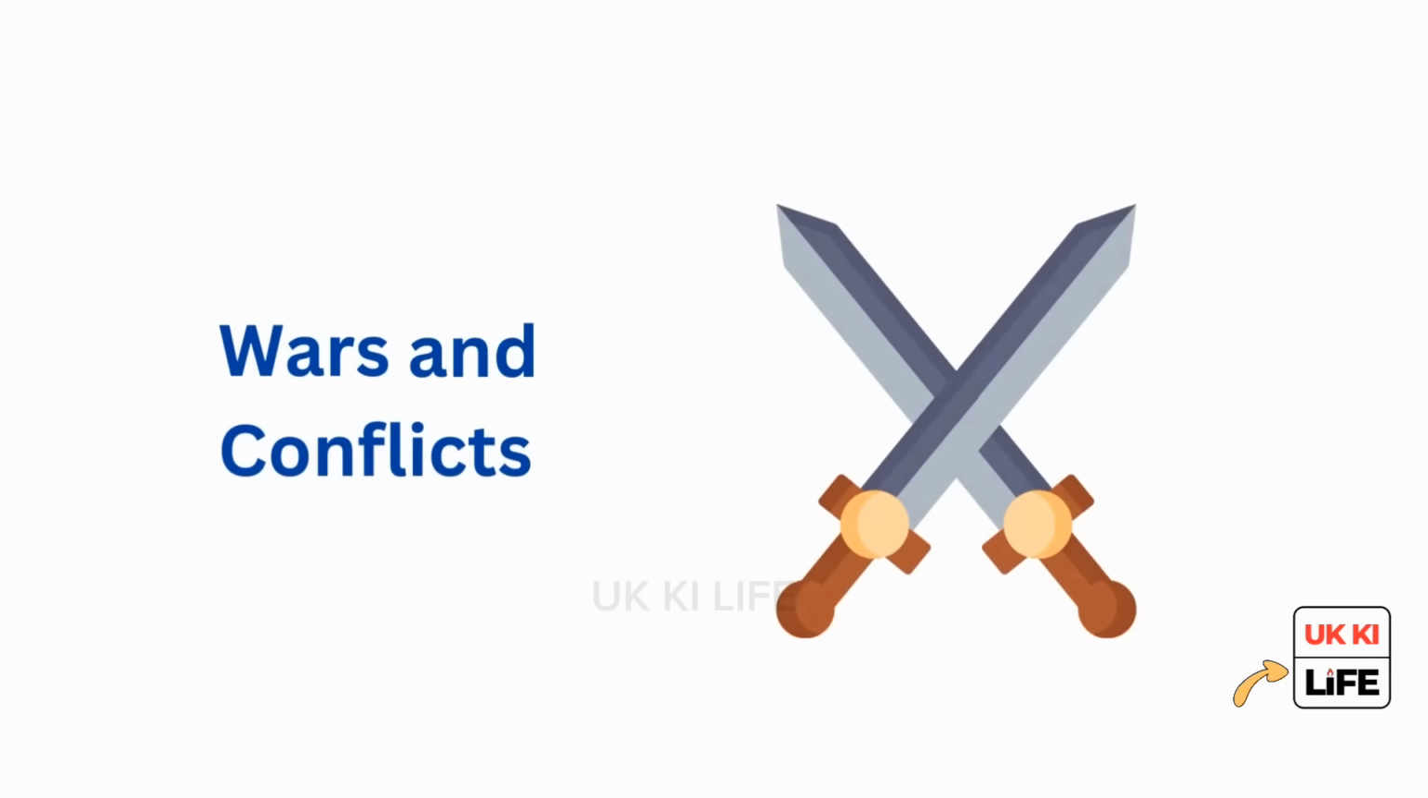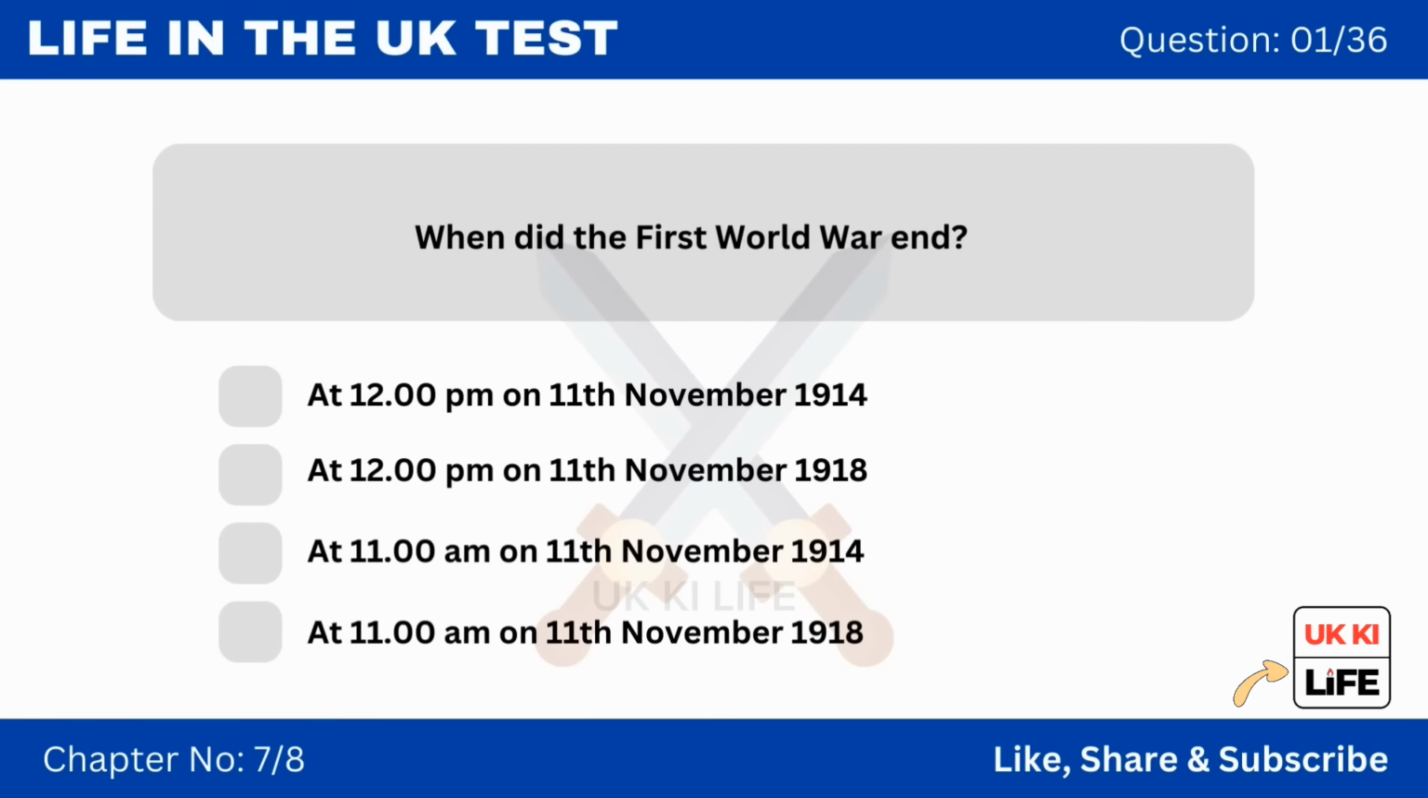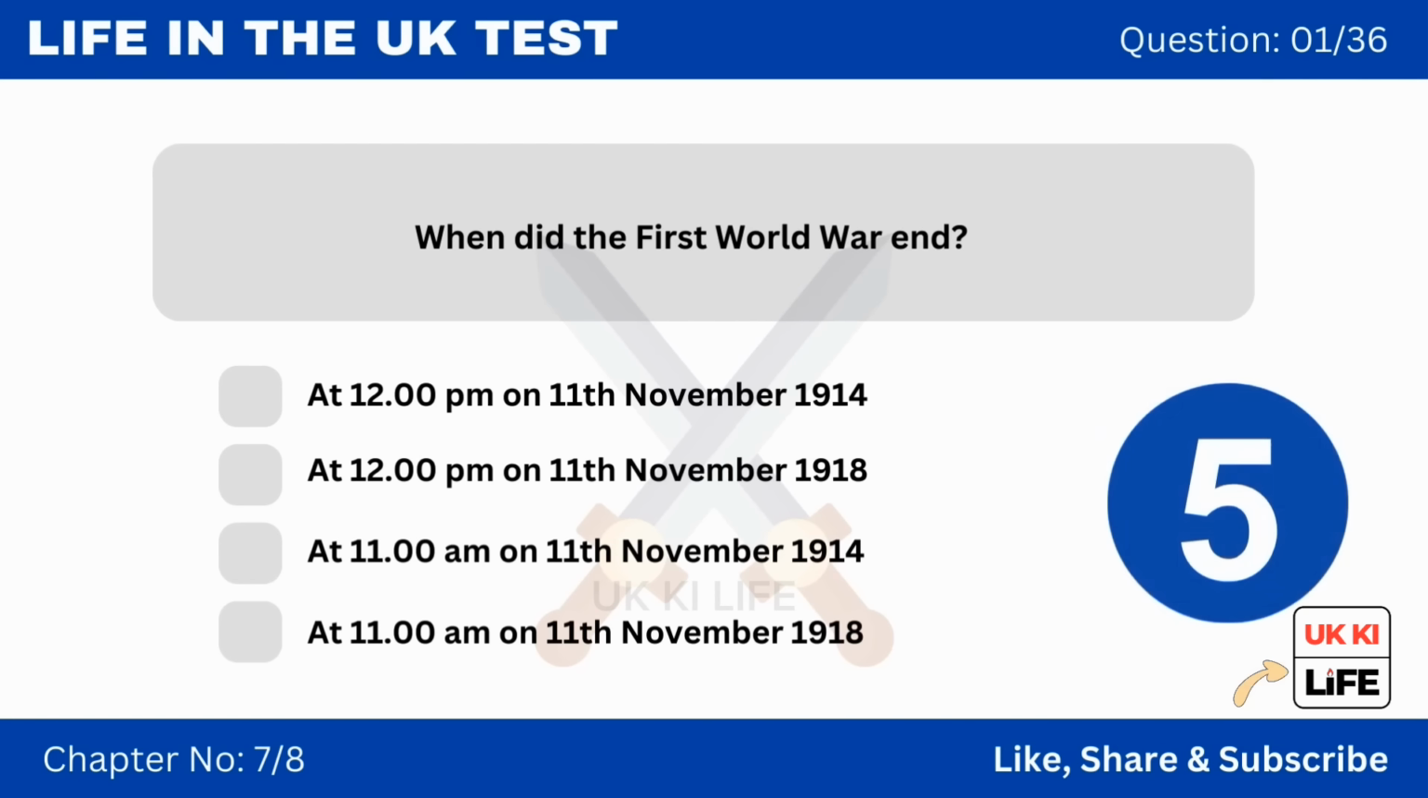Chapter 7. Wars and Conflicts. Question 1. When did the First World War end? At 12 p.m. on the 11th of November 1914. At 12 p.m. on the 11th of November 1918. At 11 a.m. on the 11th of November 1914. At 11 a.m. on the 11th of November 1918.